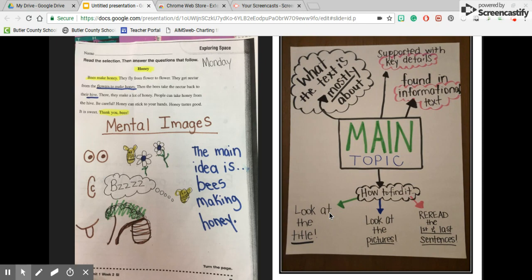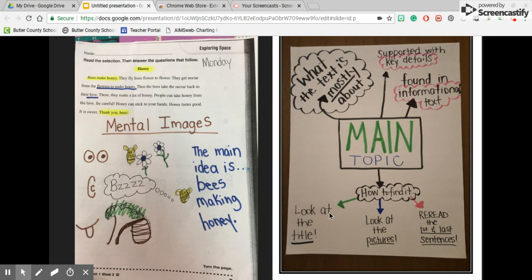I want to start out by saying we are working on standard RI 2.2, which is to identify the main topic of a multi paragraph text. Our learning target is we are learning to identify the main topic and focus of each paragraph in a text. This is extremely important to use these key words when we are teaching the students the standard.